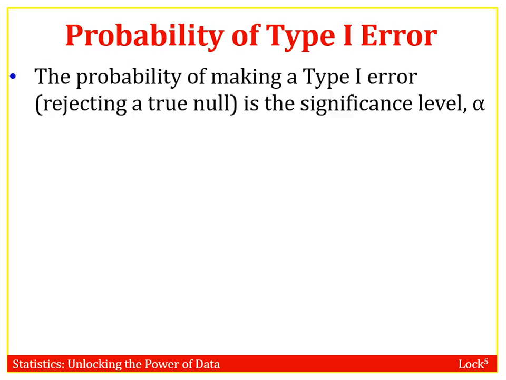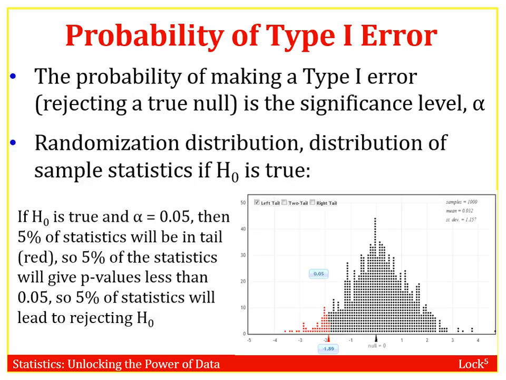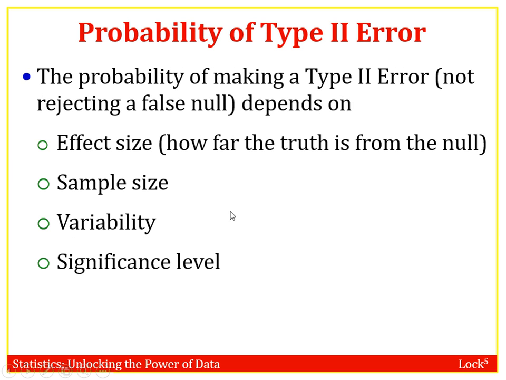The probability of a type 1 error, rejecting your null hypothesis when it's true, is your significance level alpha. And so that's the probability of being over here. That's alpha for your type 1 error. Now, for a type 2 error, when you don't reject the null hypothesis when you should have, that's not as clear-cut to find because it's affected by your sample size, your effect size, your variability, and your significance level.